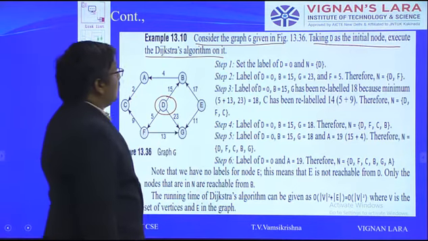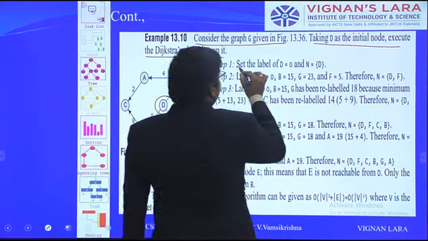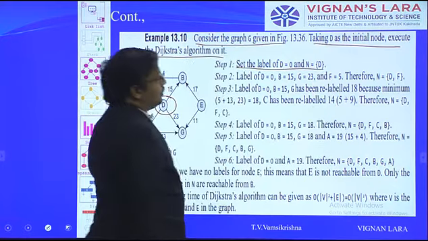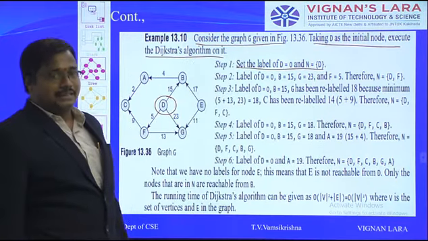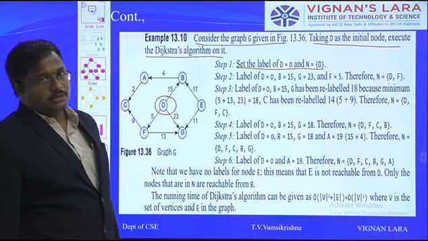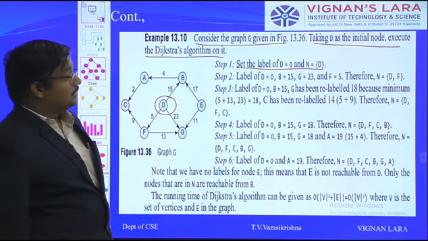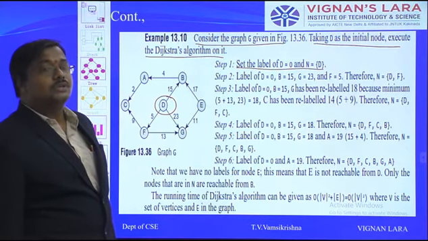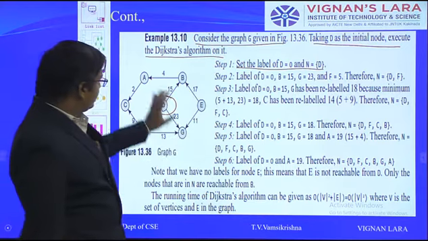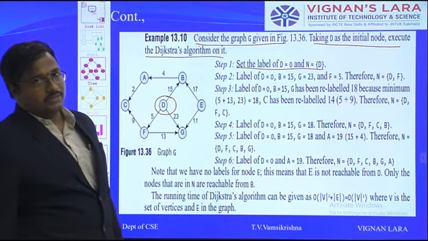Alright, so what is the algorithm? Set the label of D equal to 0. It's an algorithm process. First, set the label of D equal to 0, which means that this is called the starting vertex. That's why we'll make it 0.